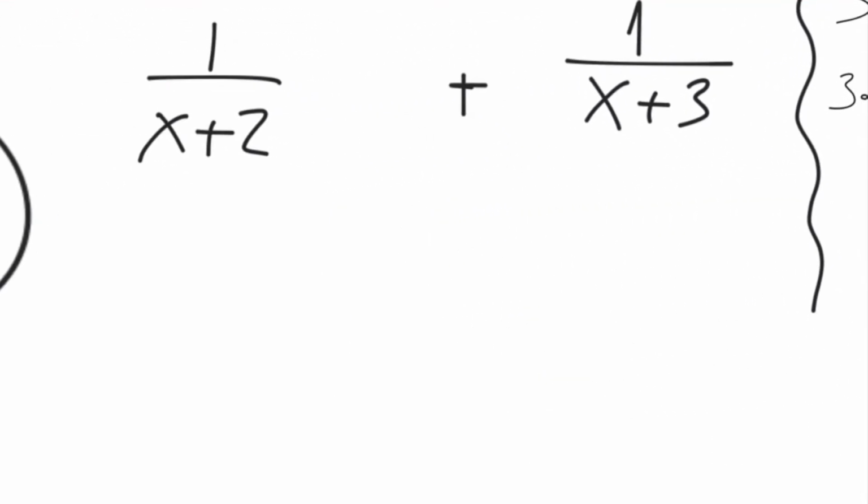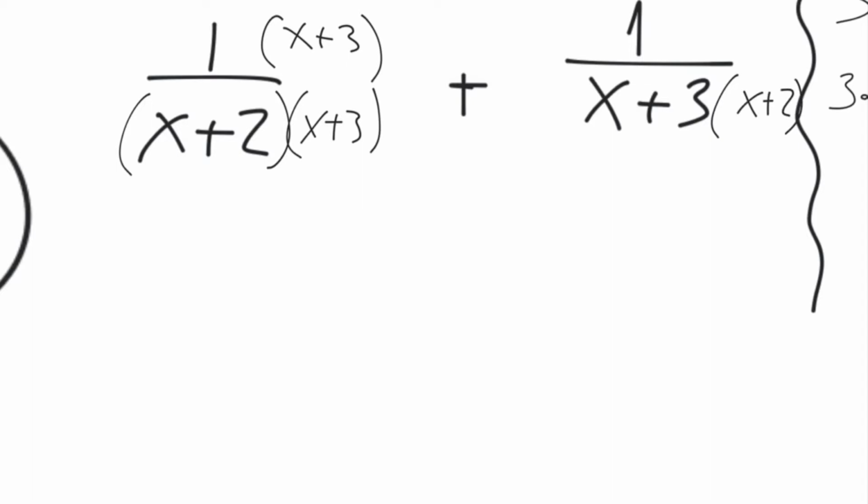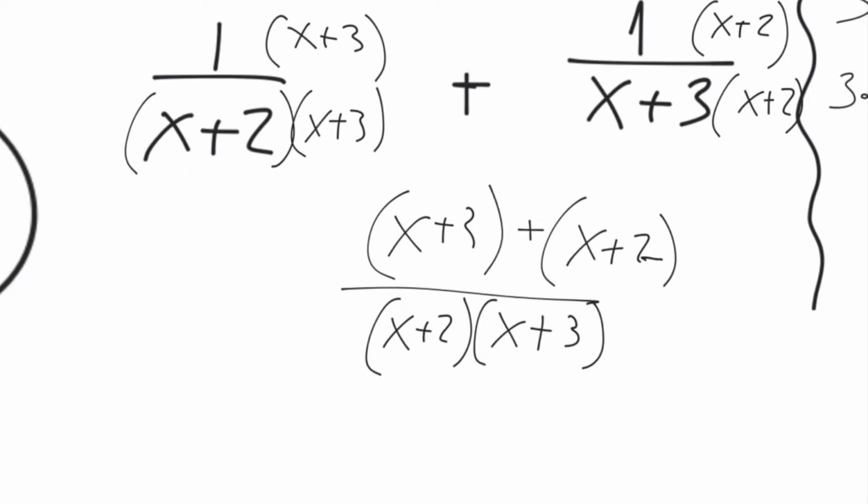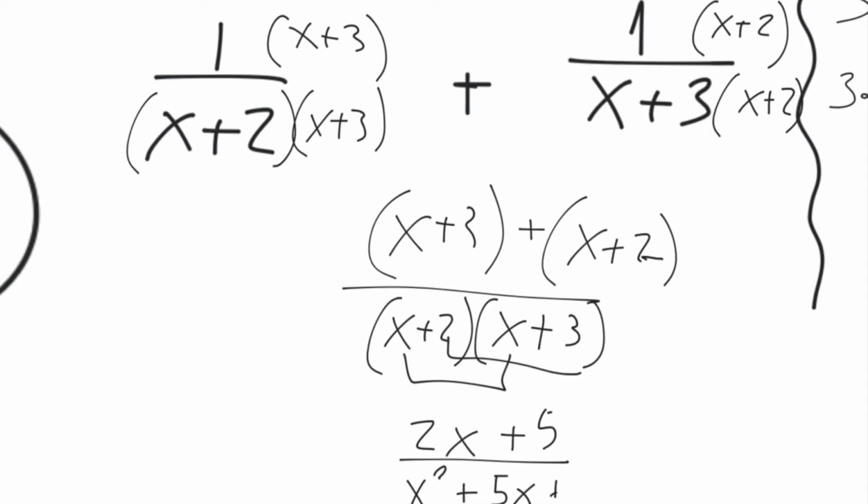They're just fractions. So you can multiply this by what you would need to get a common denominator. It's x plus 3, and this x plus 3. This x plus 2, and this x plus 2. Again, when you multiply these together, you get x plus 3 plus 1 times x plus 2. When you add the terms in the numerator, you get 2x plus 5. And when you multiply the factors in the denominator, when you FOIL them, you get x squared plus 2x plus 5x plus 6.